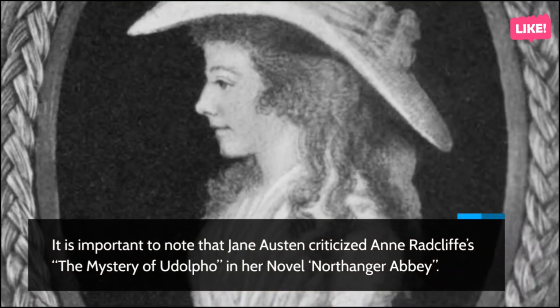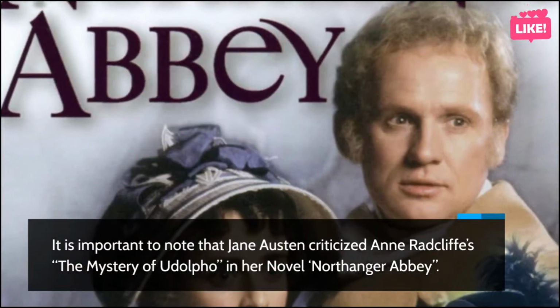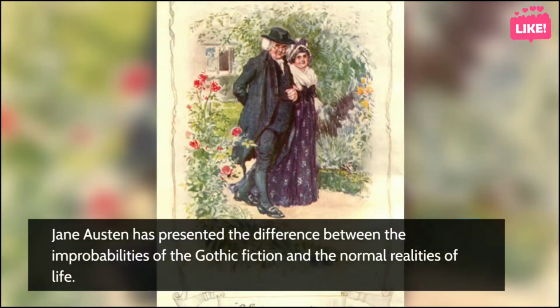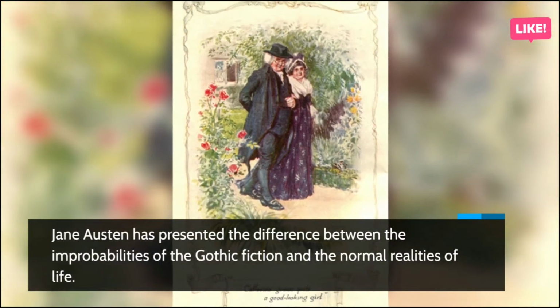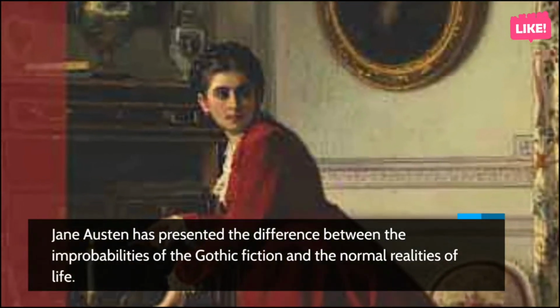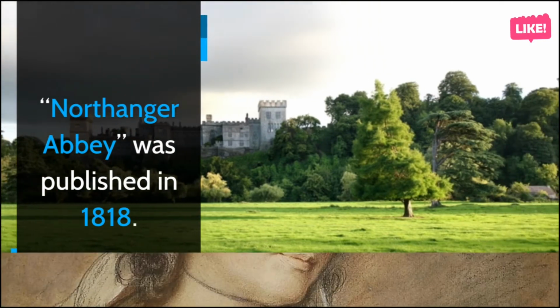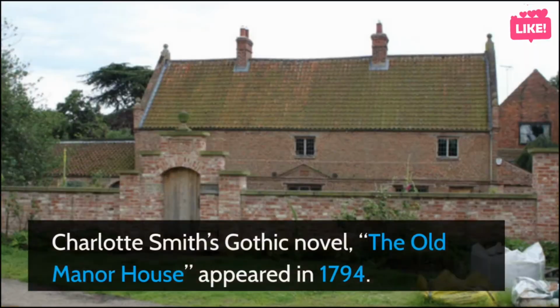It is important to note that Jane Austen criticized Anne Radcliffe's The Mystery of Udolpho in her novel Northanger Abbey. Jane Austen has presented the difference between the improbabilities of the Gothic fiction and the normal realities of life. Northanger Abbey was published in 1818.